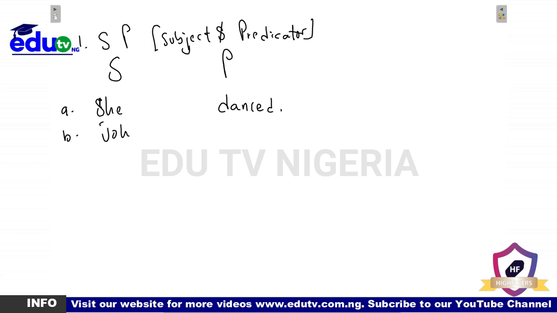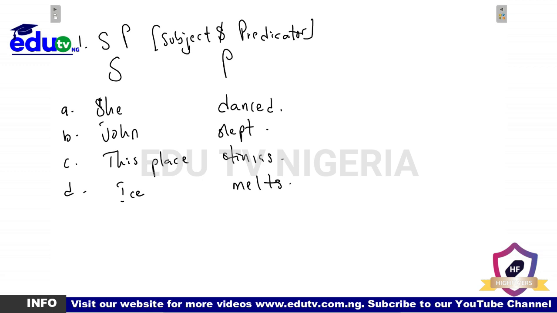John slept. John is your subject, slept is your predicator. The third example, this place stinks. That's another example where your subject is this place and your predicator is stinks. Then we also have a fourth example: ice melts. Ice melts. That's a fourth example. Again, we have glass breaks. Glass breaks.